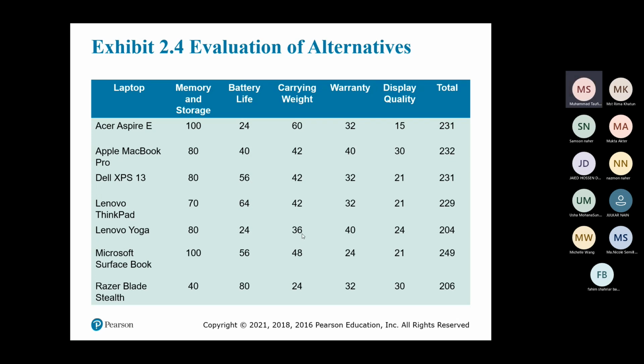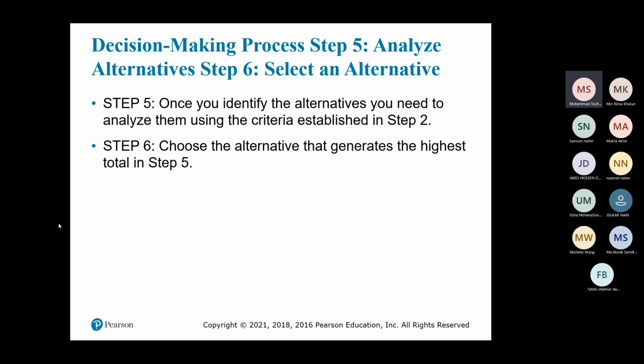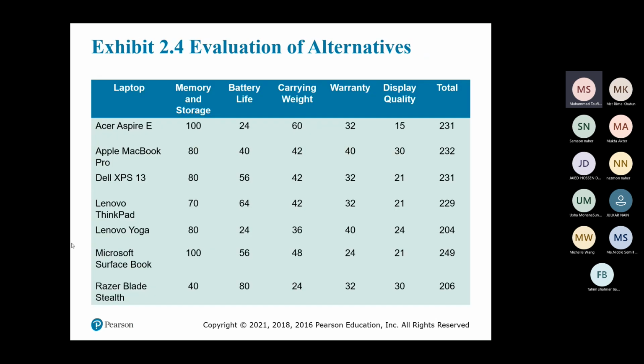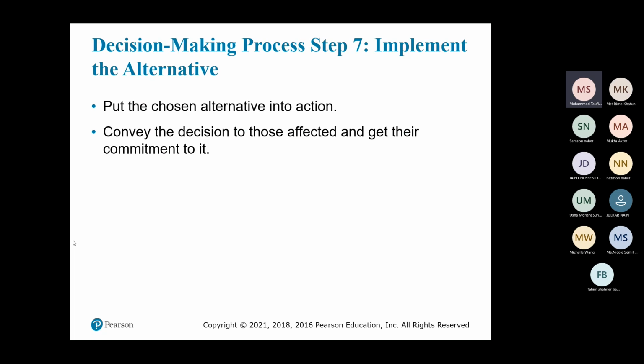So you choose this choice. It means that the best choice for you is the Microsoft Surface Book. So step number 6 is to make the choice: you choose the Surface Book. And then step number 8, you implement the alternative.